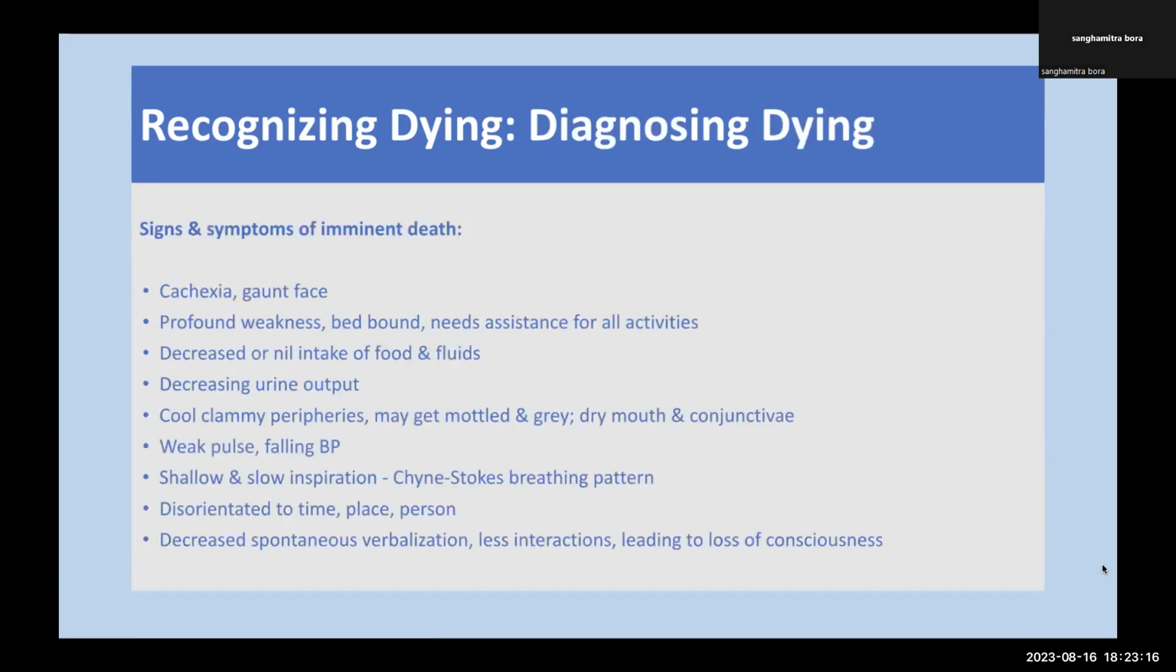How do we diagnose? We all know, the signs and symptoms of imminent death are cachexia, a gaunt face, weakness, being bedbound, needing assistance for all activities, decreased or nil intake of fluids and food, decreasing urine output, and so many other things that you can actually go through. You all know about this particular phase.